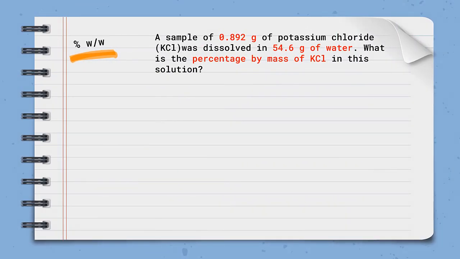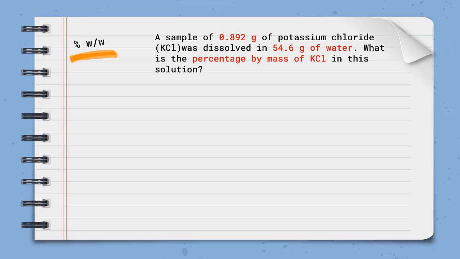A sample of 0.892 gram of potassium chloride was dissolved in 54.6 gram of water. What is the percentage by mass of KCl in this solution? You need to first identify which is the solute, solvent, and solution.